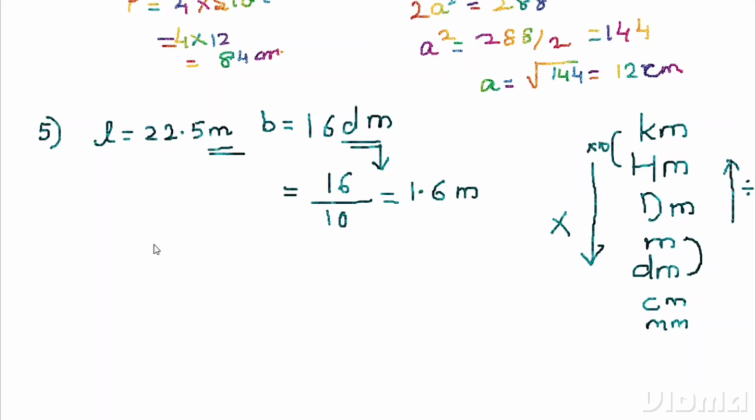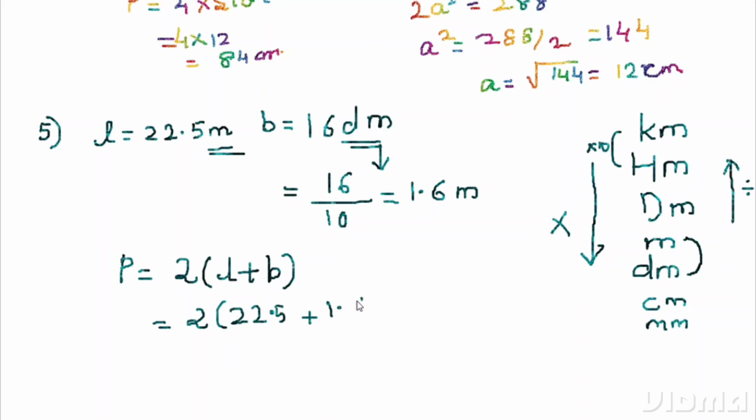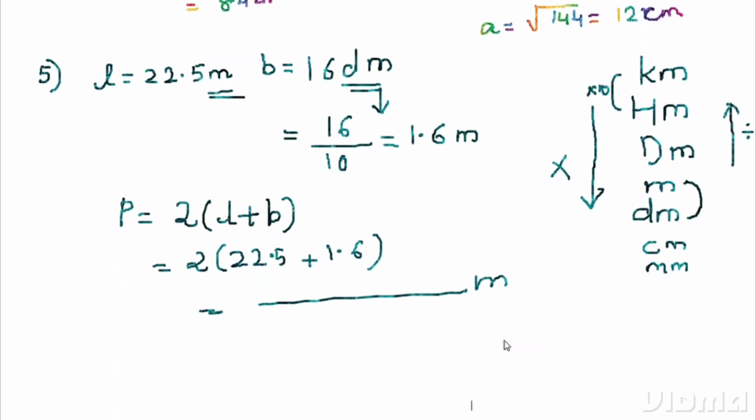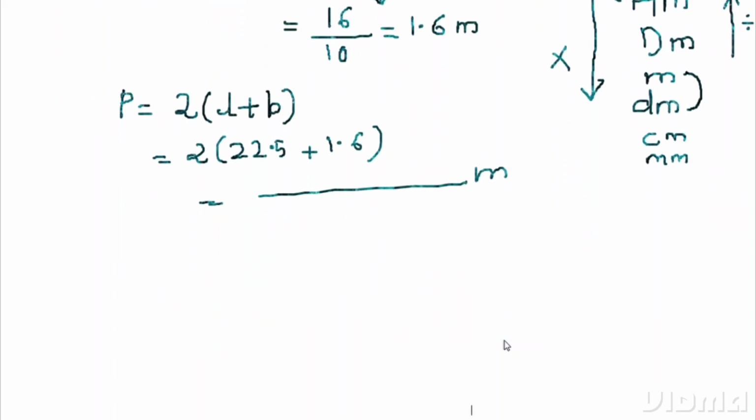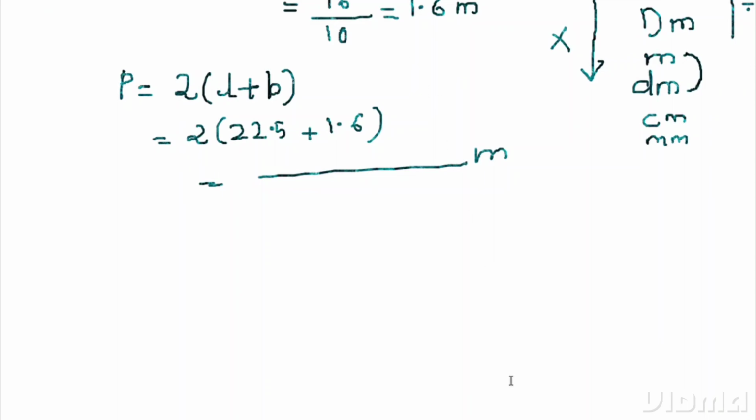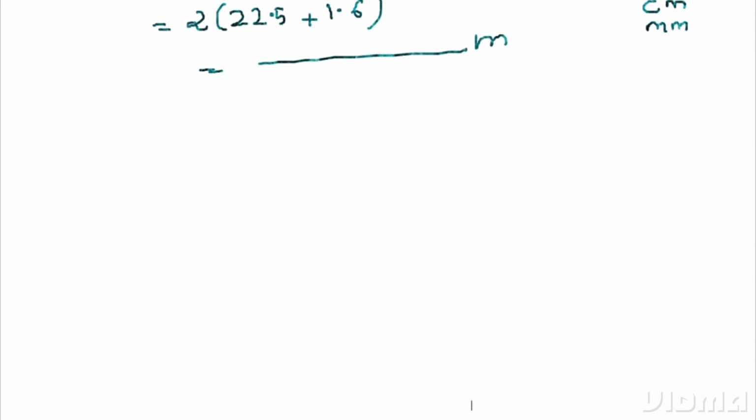So now I can find the perimeter, that is 2 times L plus B, and then substituting here, it is 2 into 22.5 plus 1.6. So you can do this. That will be my perimeter. Just keep in mind that the unit should not be different when you are doing the calculations. So this was the fifth question. Now let's move on to the sixth question.